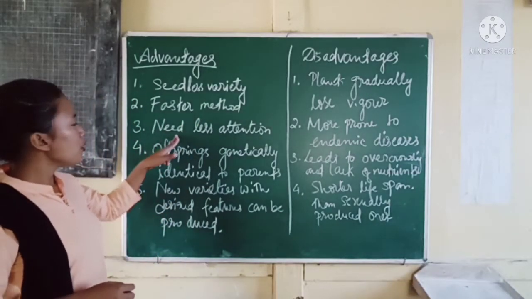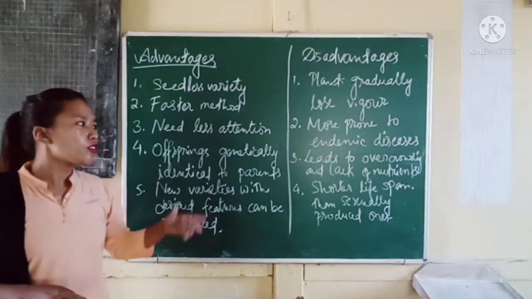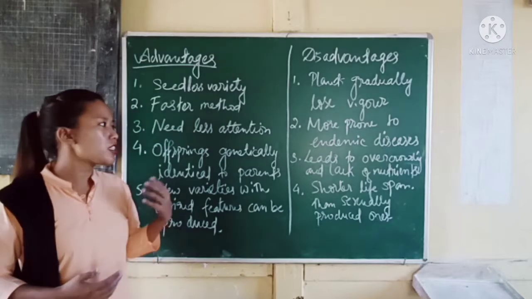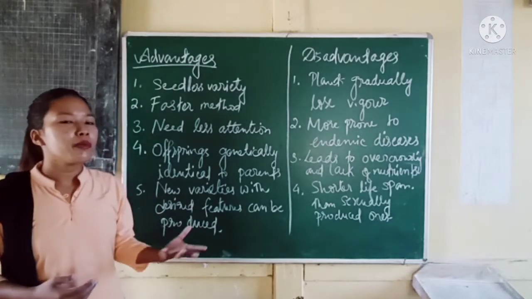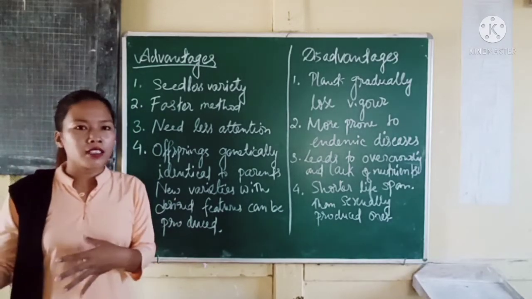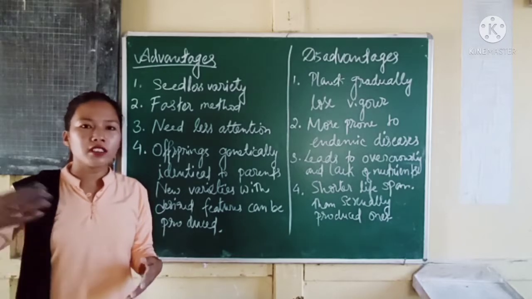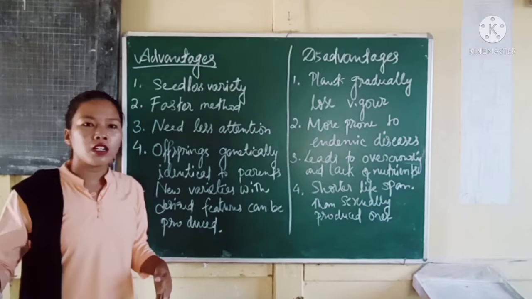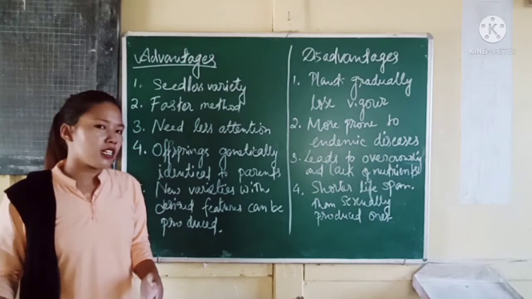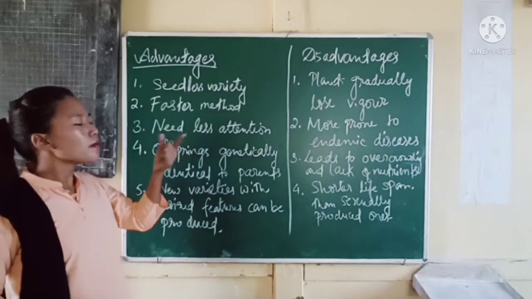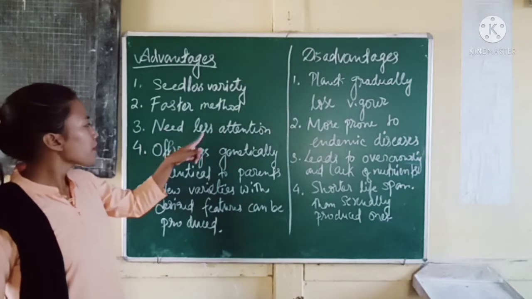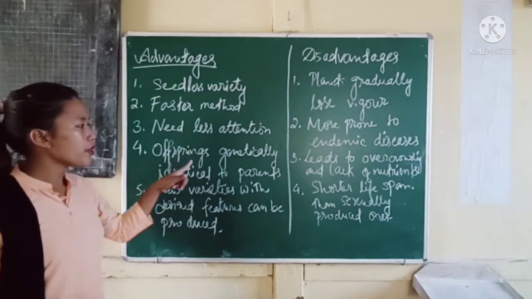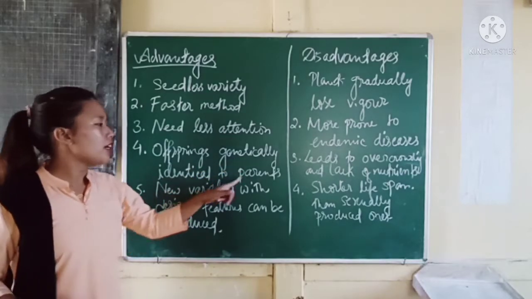The third one is that it needs less attention. In vegetative propagation, we don't need to give much attention to the developing new plants, as we do with seeds. If we are sowing seeds, we have to water them and take care of the young plantlets. But here we don't need much attention.